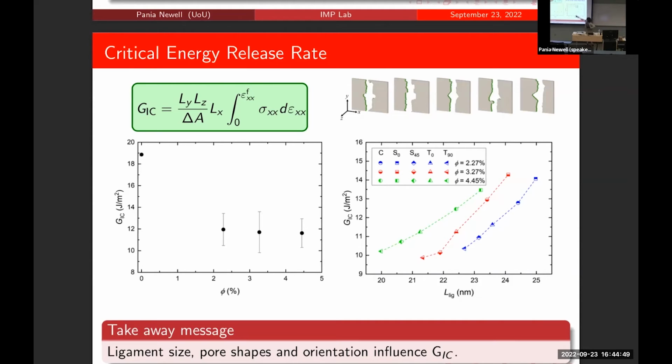But when you look at the GIC in terms of the ligament length, we see clear distinctions in terms of the pore morphology.